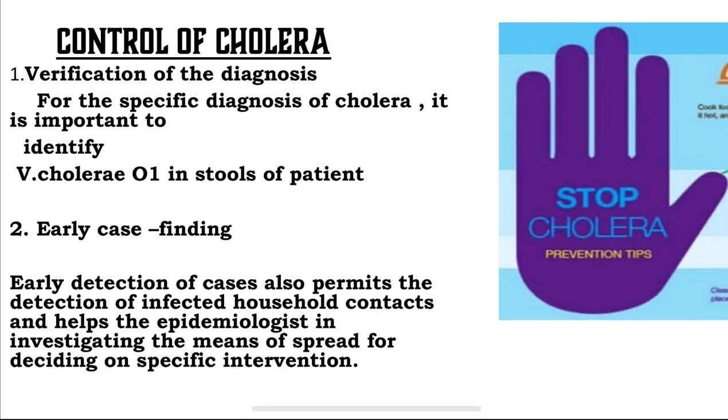And then the early case finding, the early detection of the cases, will also permit the detection of the infected household contacts. If we do the early detection of the cases, we can also see the household contacts who are infected, and it helps the epidemiologist in investigating the means of spread for deciding on the specific intervention to be taken. If it is a contaminated well, he can find out how many people in the locality are infected and what is the cause of it, and if it is a well, then he has to do the chlorination using 6 mg per liter. The well needs to be chlorinated, so he can take whatever steps are required to eliminate the source of infection and to combat the epidemic.